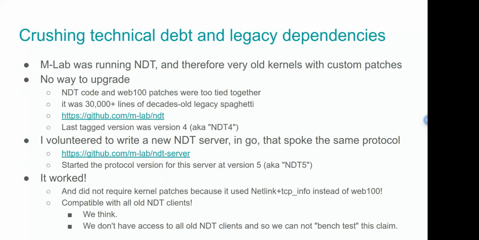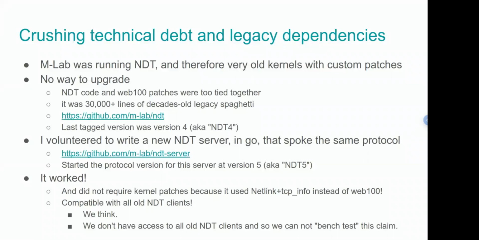There's just not a tenable way out of that. There was no way to upgrade. The NDT code and Web100 patches were too tied together. VServer patches got mixed in with 30,000 lines of decades-old spaghetti. You can see the code there. The last tagged version in that code base was version 4. So we call it NDT4.